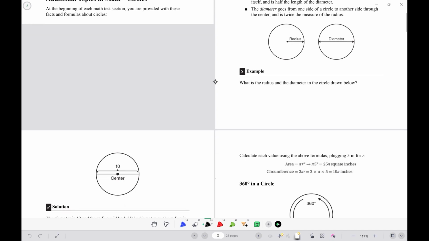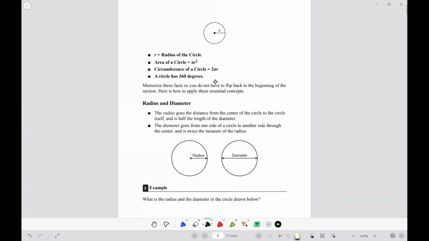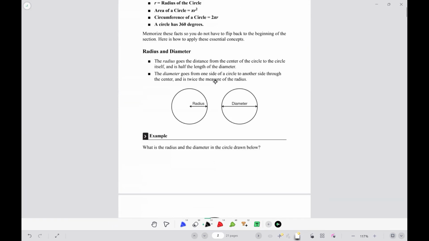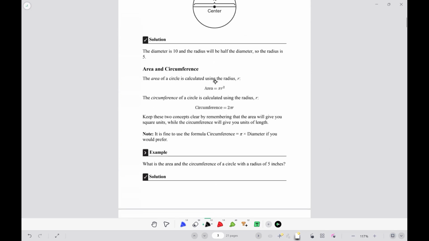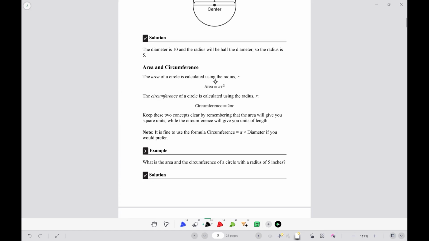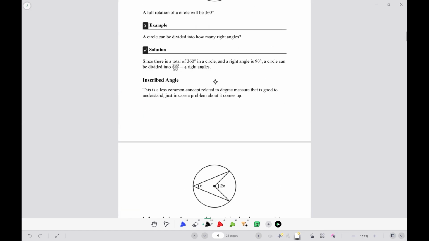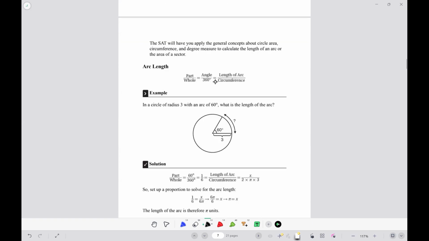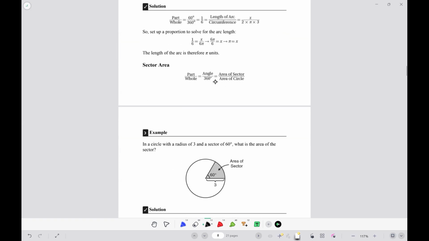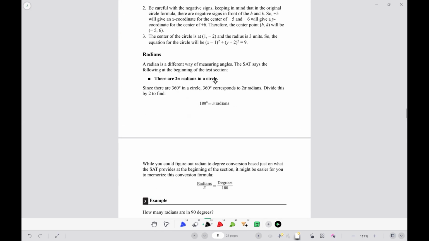And we are also going to talk about some other things related with the circle, like radius and diameter. We're also going to talk about area and circumference, 360 degree in a circle, inscribed angle, arc length, sector area, and then do some practice problems.